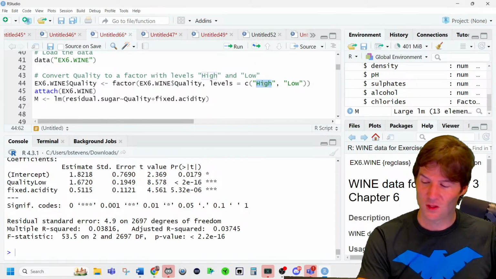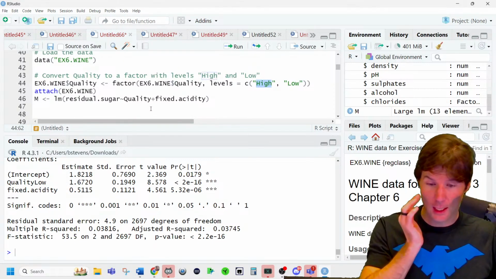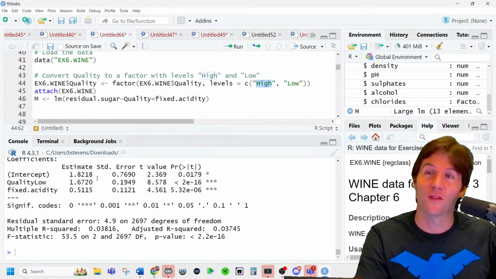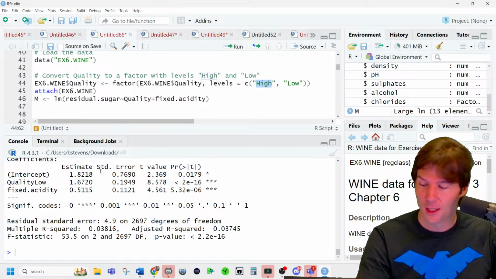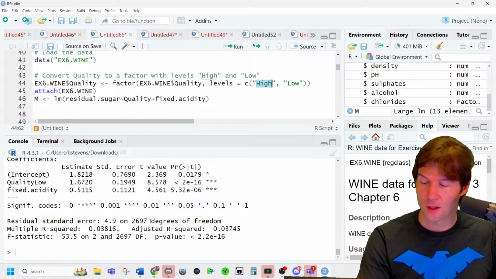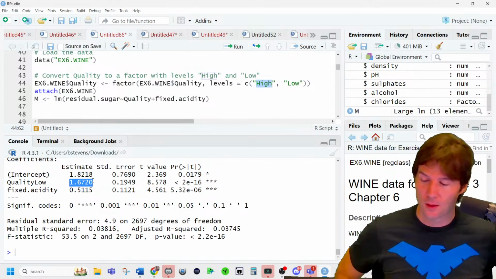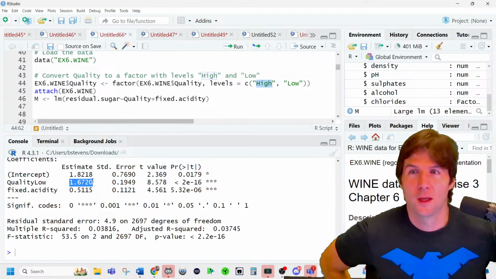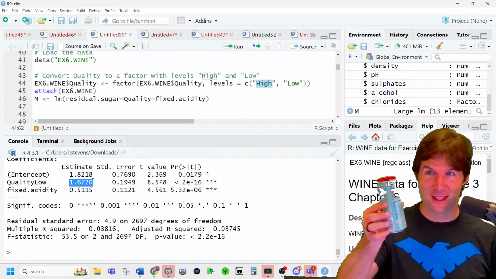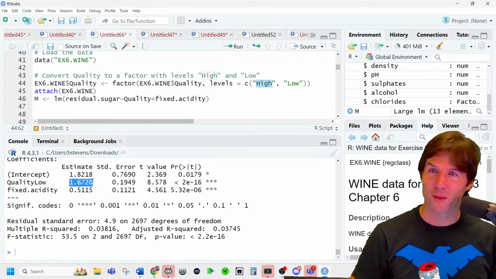The reference level is high, and we're predicting the sugar of a wine. And it turns out if it's low quality, it'd be predicted to have more sugar. The reference level is high because it's the first alphabetical. And I would say two wines that are otherwise identical, the wine that is low quality would be predicted to have 1.7 grams more sugar than the high quality wine. So basically they're just throwing some sugar in some low quality wines.